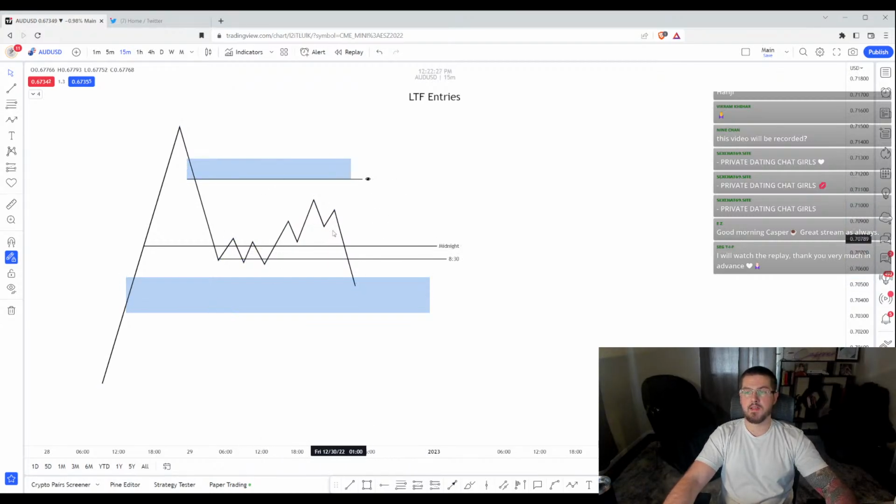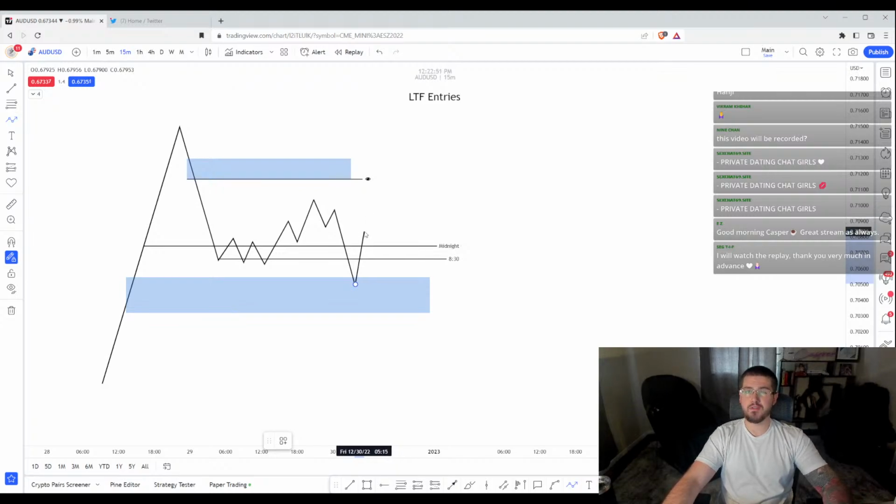Oftentimes with indices, you might get a liquidity raid and not tap a POI and then move up. You might think that, but oftentimes, whether it's on the 15-minute, the 5-minute, the 1 hour, it's tapping something. Whether it's an order block, a breaker block, a volume imbalance, anything like that. It's going to be tapping into something often, even if you don't see it.